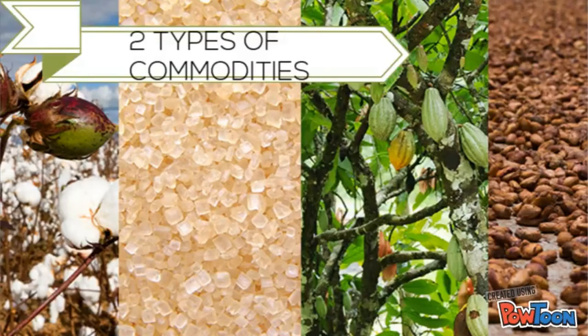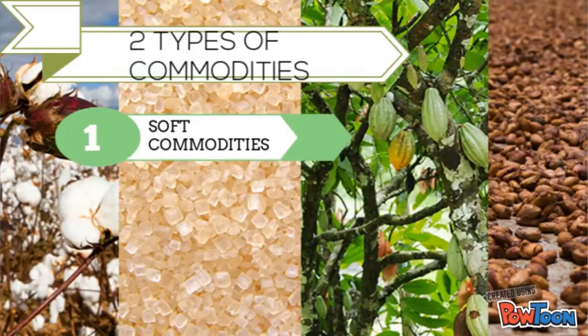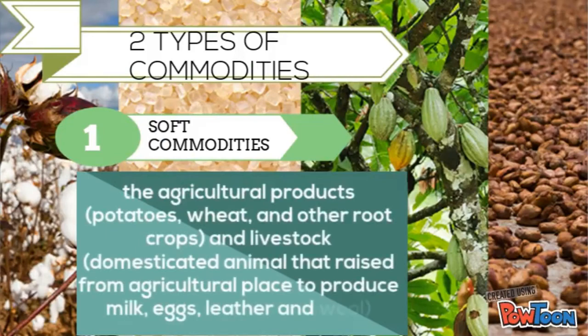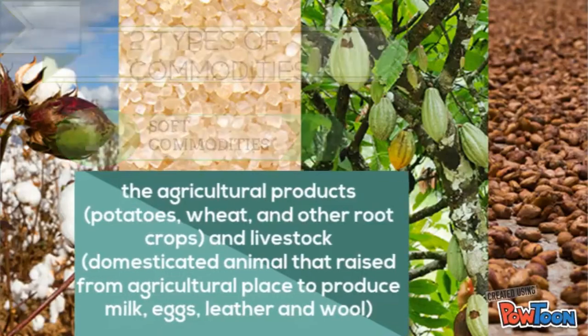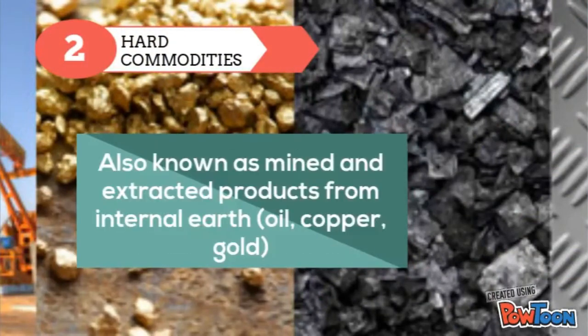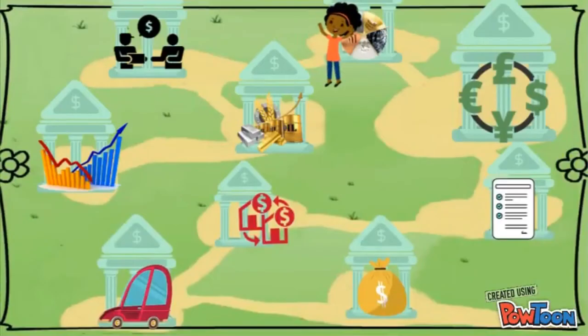Two types of commodities are being traded in the commodity market. One is the soft commodities, which are the agricultural products like potatoes, wheat, and other root crops, and livestock are the domesticated animal that are raised from agricultural place to produce milk, eggs, leather, and wool. And the second one is the hard commodities, also known as mined and extracted products from the internal earth, like oil, copper, or gold.